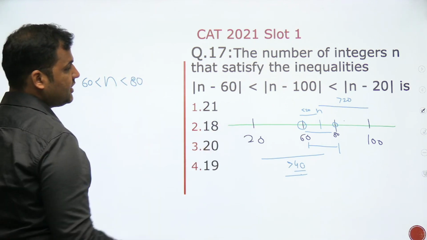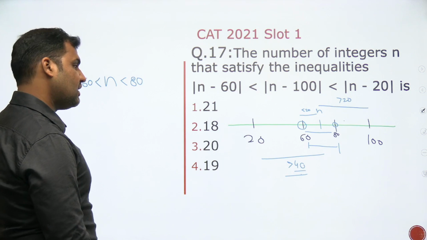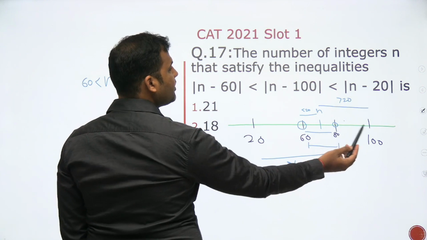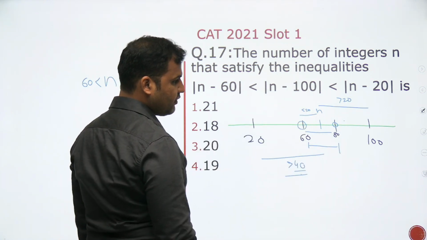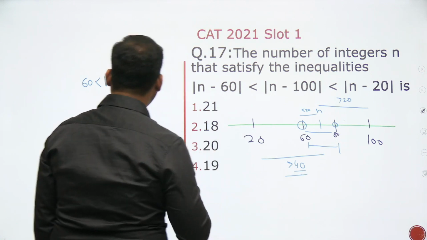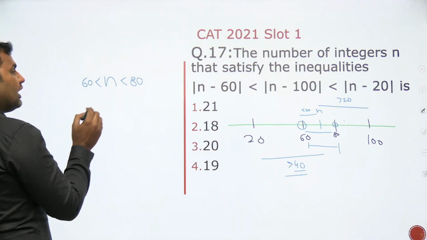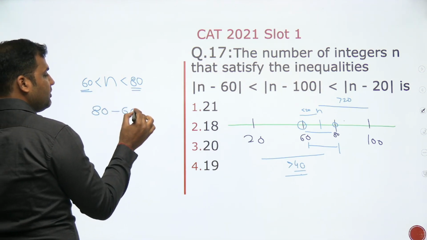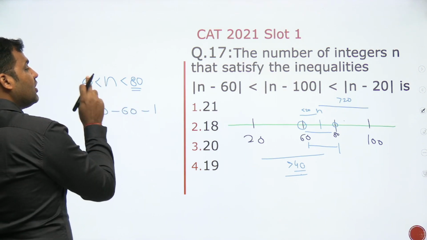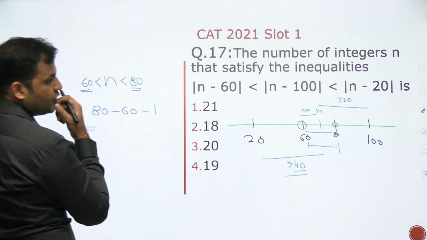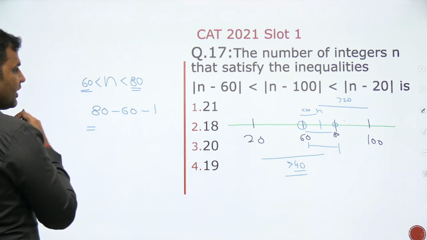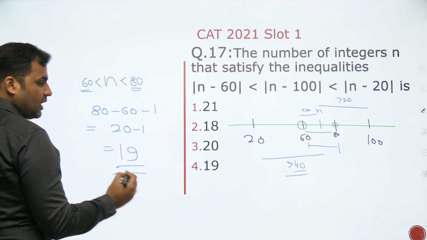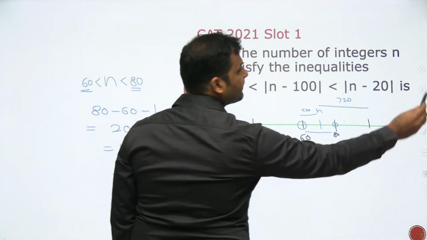It cannot be more than 80, right? और exact 80 भी नहीं हो पाएगा because if I take n as 80, then ये distance भी 20 और ये distance is 20, तो ये दोनों same हो जाएंगे, right? What I need is the distance from 100 is more than this, right? So 60 से 80, how many values are there? Excluding the point 60 and 80, there are total 80 minus 60 minus 1. Why minus 1? Because both 60 and 80 are supposed to be excluded from the value, right? So total there will be 20 minus 1, 19 such values. So answer would be option 4, that is 19.